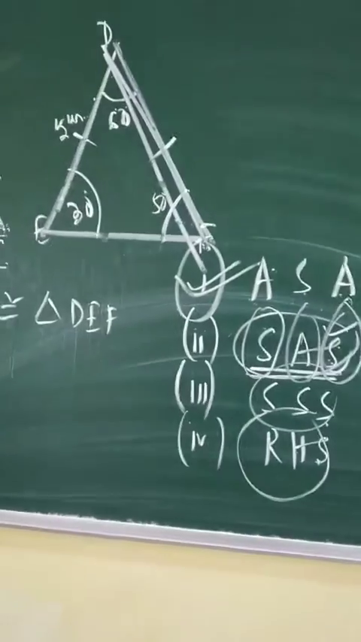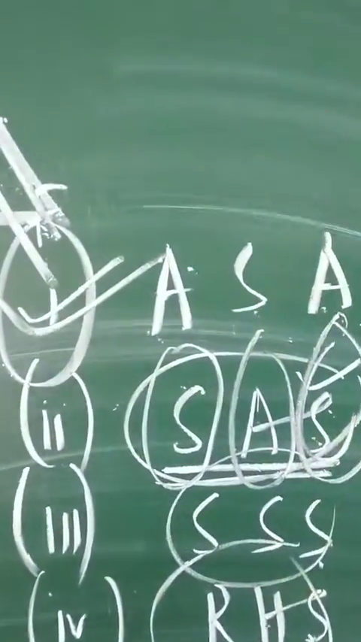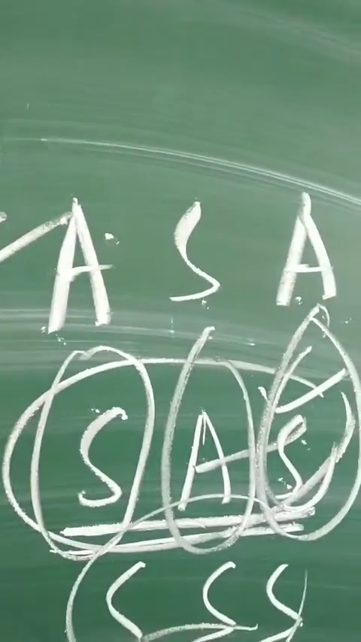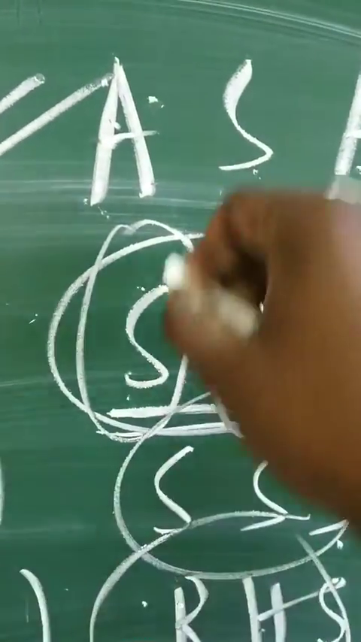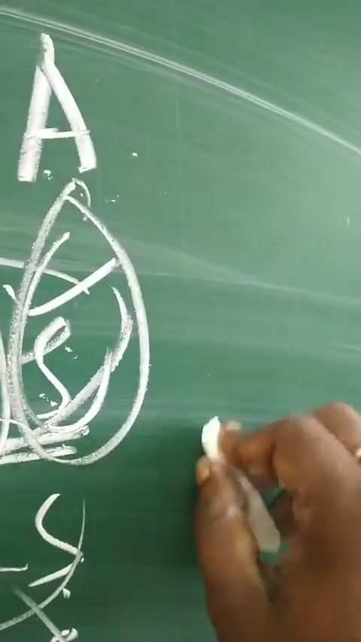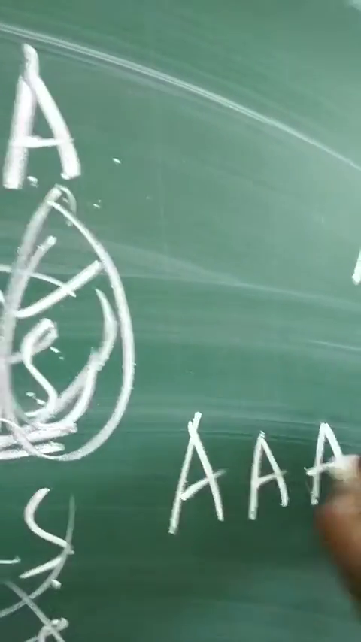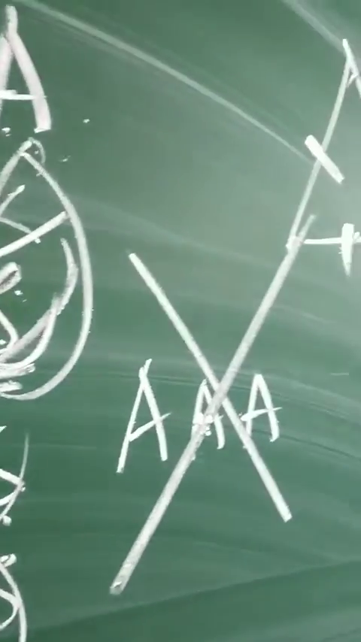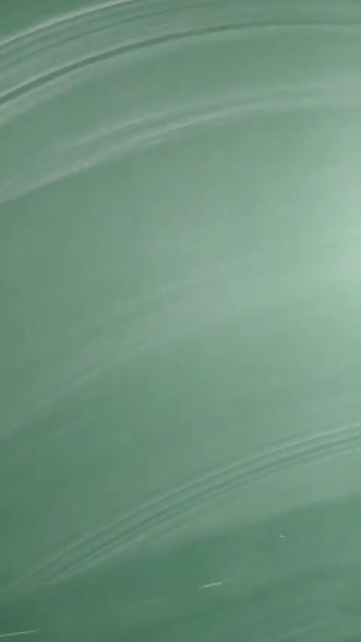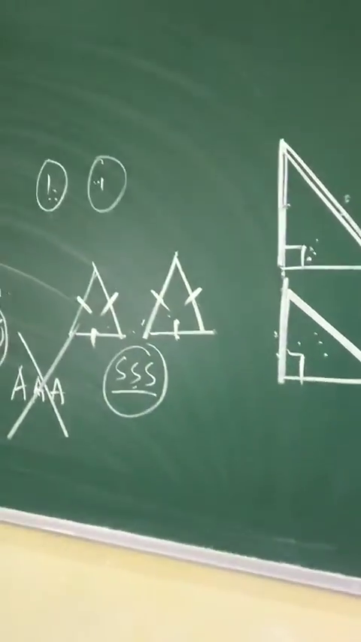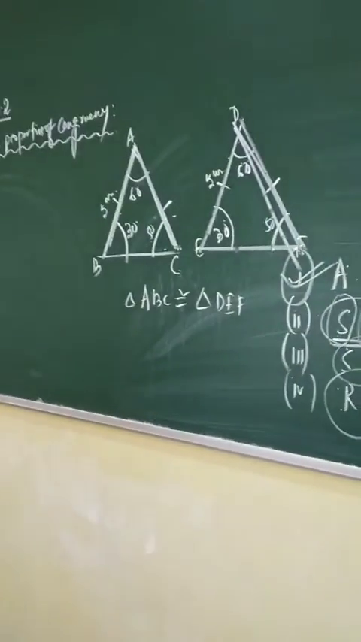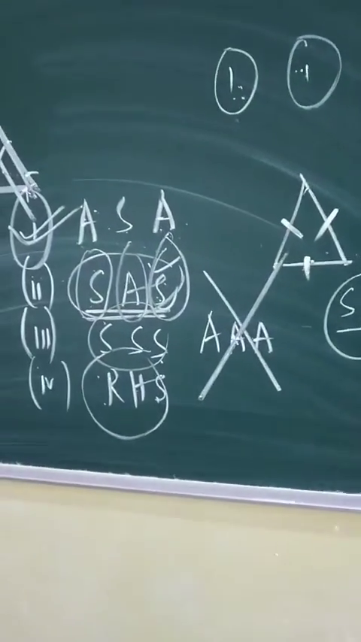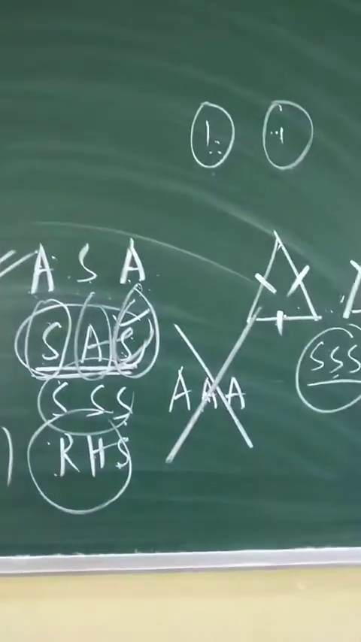So children, this is how we have to justify whether triangles are congruent or not. Only four criteria are applicable. There is no criterion for angle, angle, angle. Remember, there is no criterion for angle, angle, angle, because two triangles having equal angles can be of different sizes. We cannot say that those two triangles are necessarily congruent. So children, this is how we have to deal with this kind of thing.